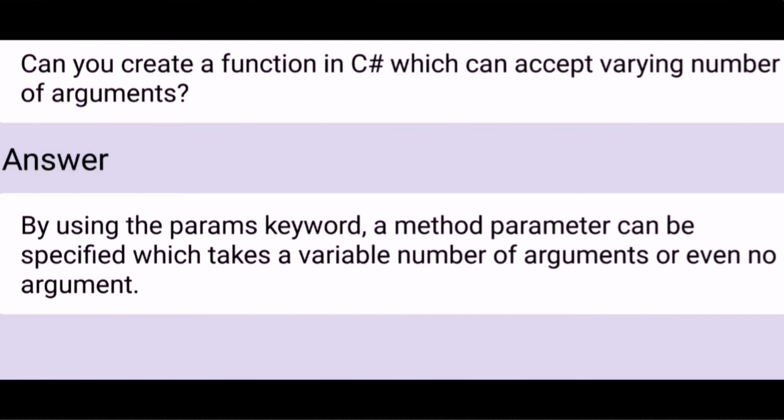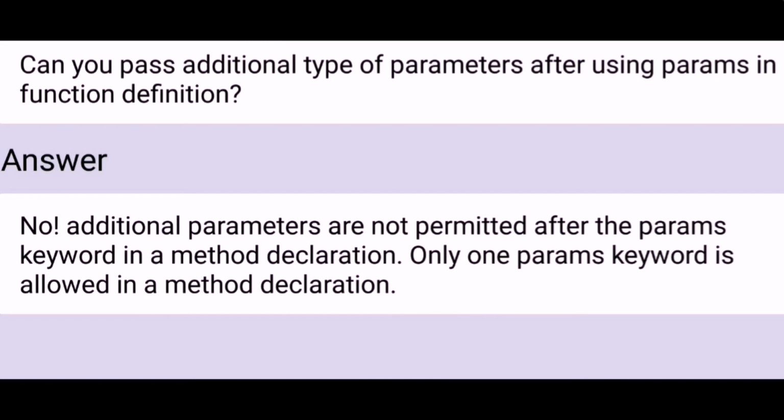Can you create a function in C# which can accept a varying number of arguments? By using the params keyword, a method parameter can be specified which takes a variable number of arguments or even no arguments. Can you pass additional parameters after using params in a function definition? No, additional parameters are not permitted after the params keyword in a method declaration. Only one params keyword is allowed in the method declaration.